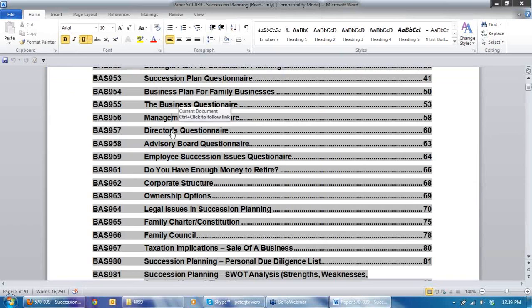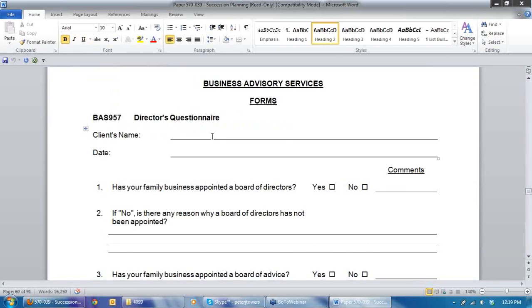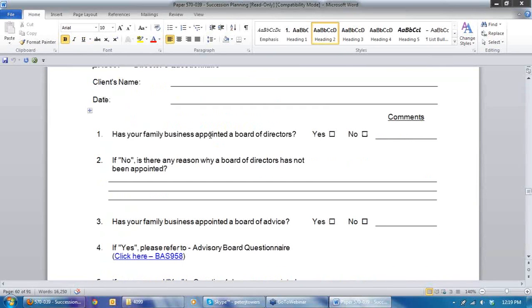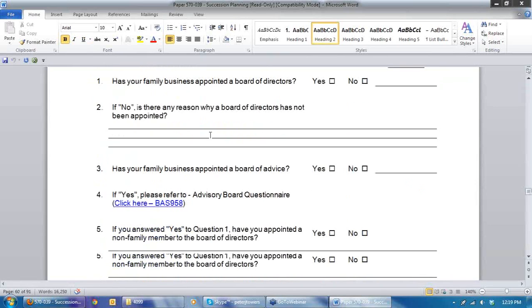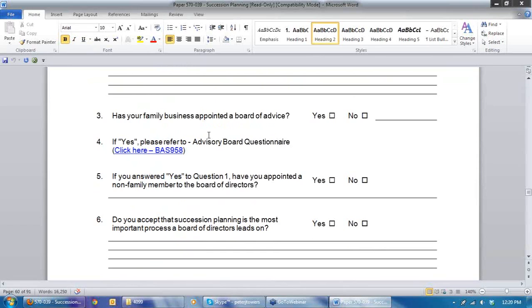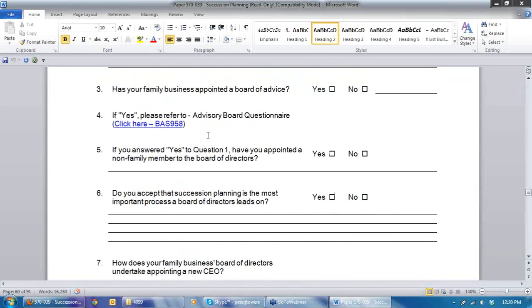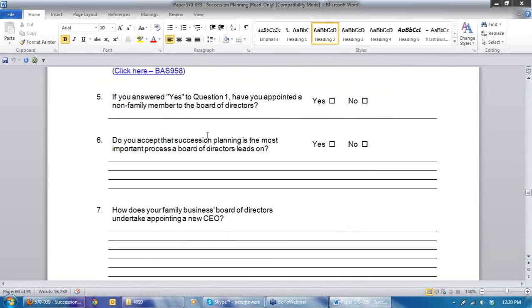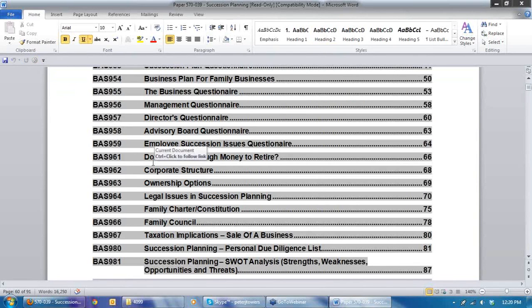We have some questions here. If the company has a board of directors, has a board been appointed? Or is it a board of advice? But what's going on with that board? Is it an effective board? Is it really giving advice? And it's part of the process, of course, if the owner believes that there's some further work that can be done to make this business more valuable.